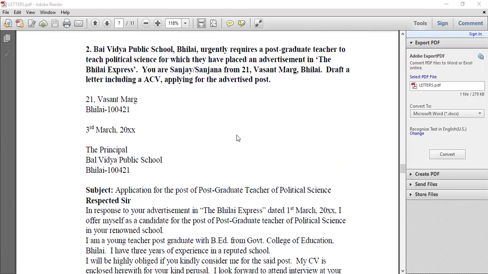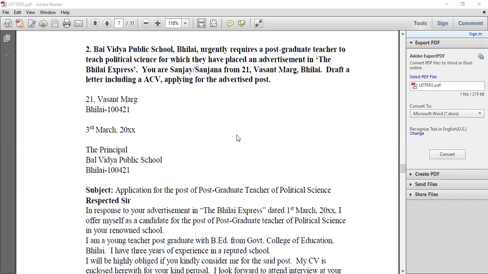I can also show another example. Vidya Public School urgently requires a postgraduate teacher to teach political science, for which they have placed an advertisement in the Vilay Express. You are Sanjay or Sanjana from 21 Vasant Marg, Vilay. Drop a letter including a CV applying for the advertised post.